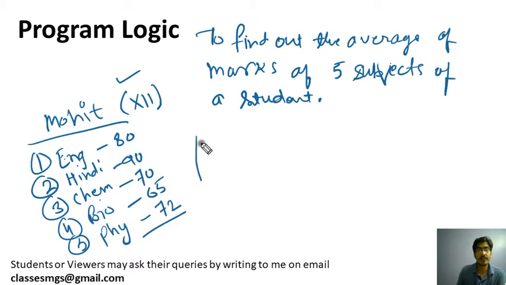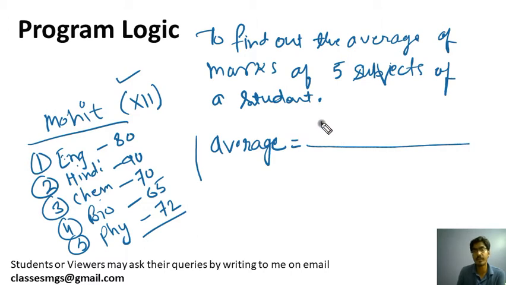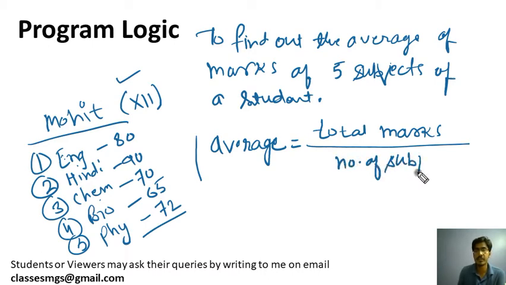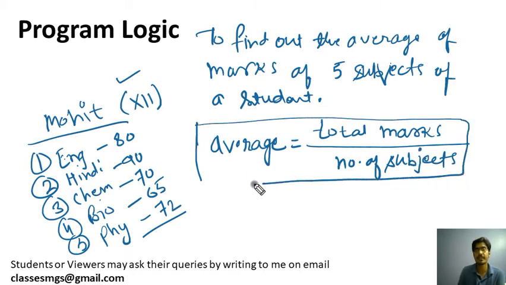How can we calculate the average of these marks? What is the formula for calculating the average? Average is basically calculated through total marks divided by number of subjects. So this is how we calculate the average of the marks. General average is also calculated total divided by number.